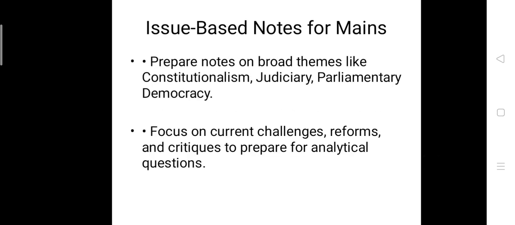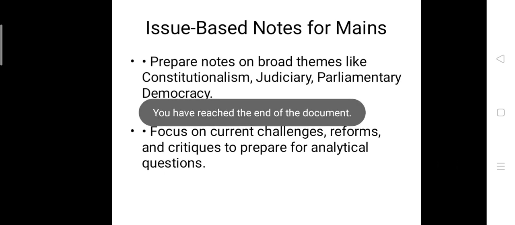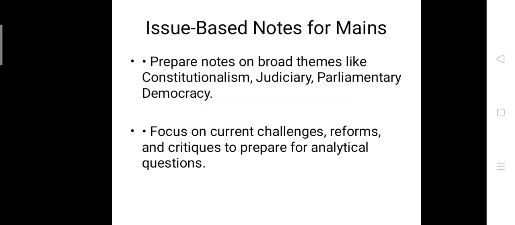Now the issue-based notes for the mains. Prepare notes on broad themes like constitutionalism, judiciary, parliamentary democracy. Focus on the current challenges, reforms, and critique to prepare for analytical questions. So these are the mains preparation. These are the things you need to keep in mind while studying.